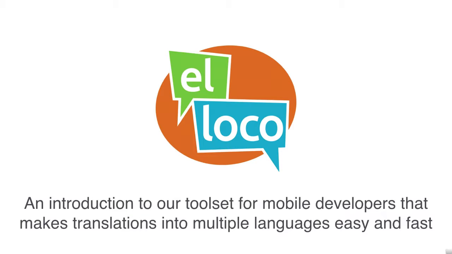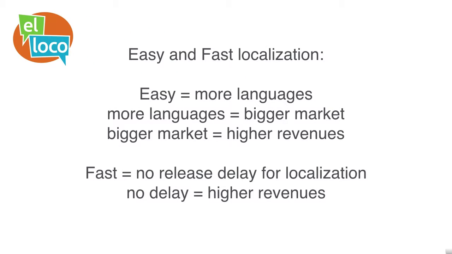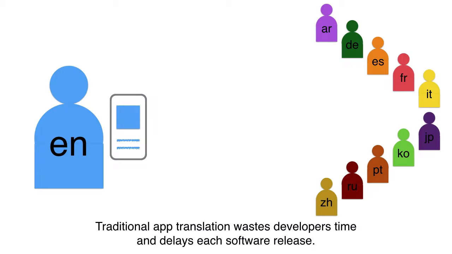This is an introduction to our toolset for mobile app developers that makes translations into multiple languages easy and fast. Easy means more languages means a bigger market, and a bigger market means higher revenues. Fast means no release delay for localization, and no delay equals higher revenues.